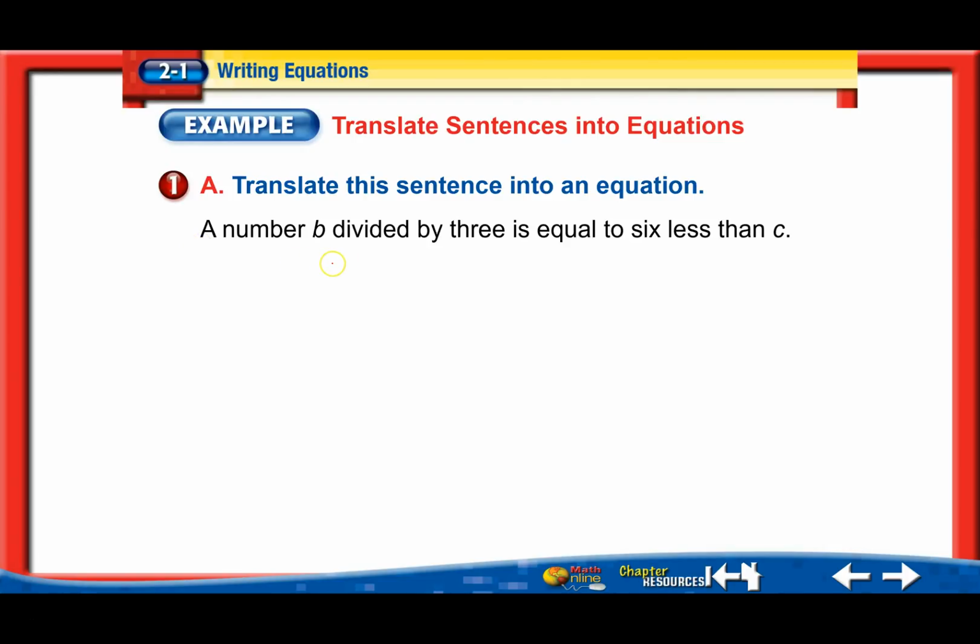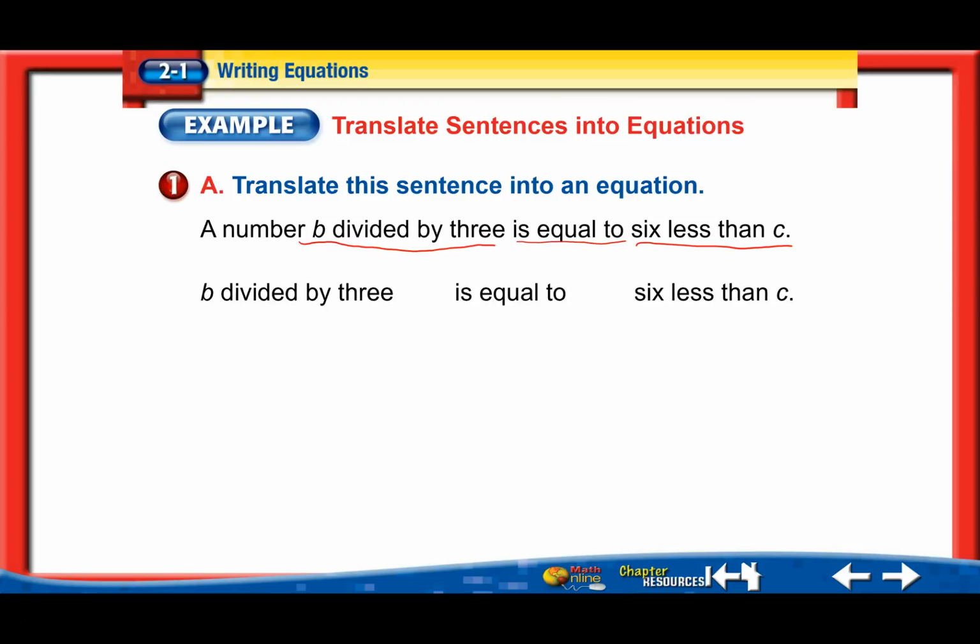All right, so we're going to translate this sentence into an equation. A number b divided by 3 is equal to 6 less than c. So I'm going to underline these to come up with my ideas of what goes with what. A number b divided by 3 is equal to, and then 6 less than c. Is usually means equals, and these seem to be connected. This one divided by 3. So I would write those. You could spread them out. As I say, underlining is probably easier.